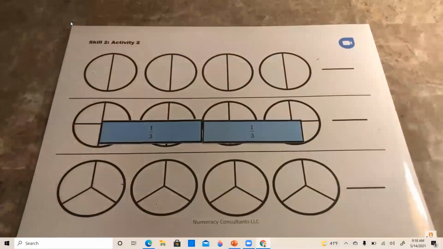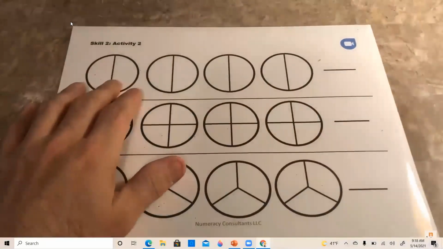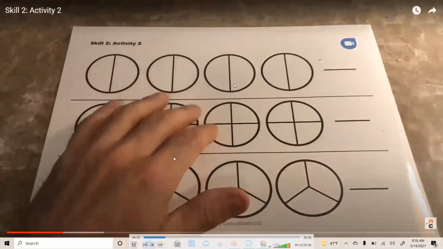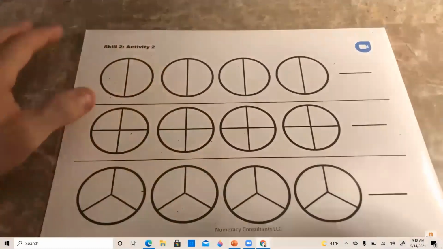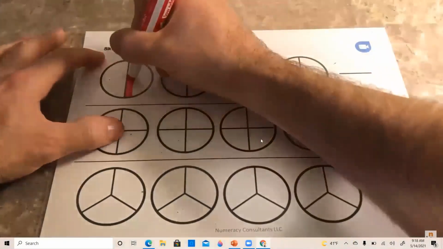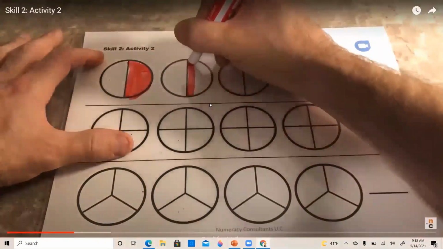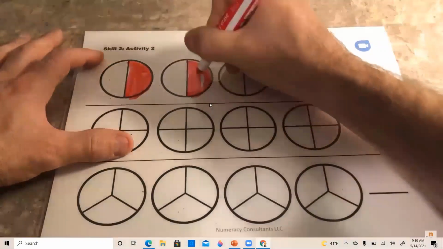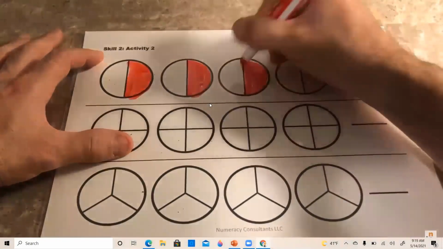So now we're going to a more abstract model, okay? The first thing you want to do is have your students focus right up here on this first one and say, all right, what I want you to do is color in one piece of every circle. Be careful not to give them the answer. Don't say, color in 1/2 of each one. Just say color in one piece of each circle, okay? So we're going to go ahead and color in one piece of each circle, all right?